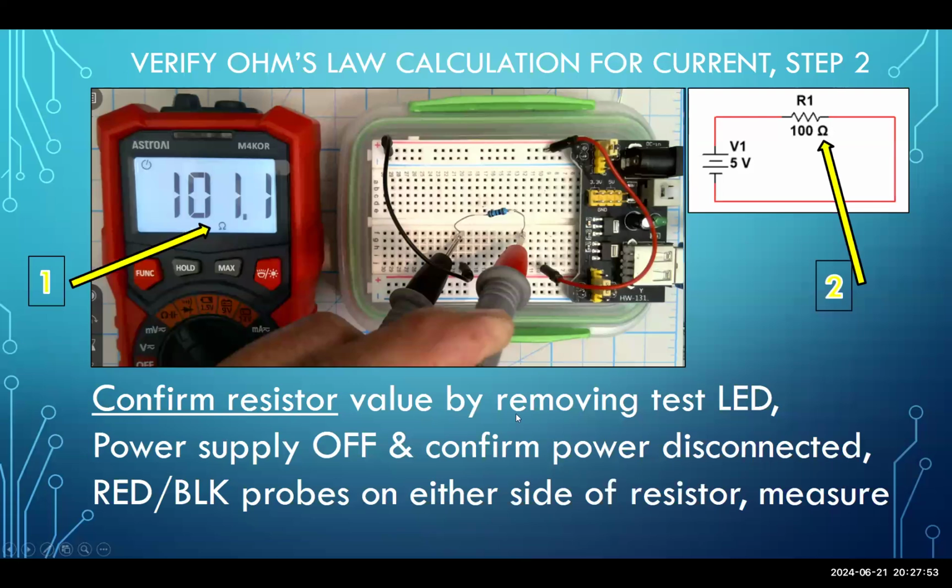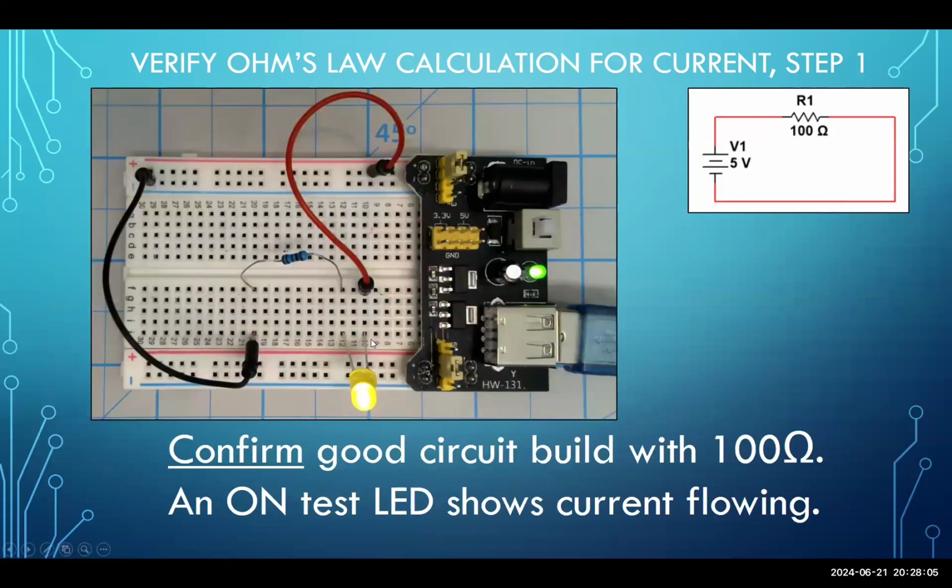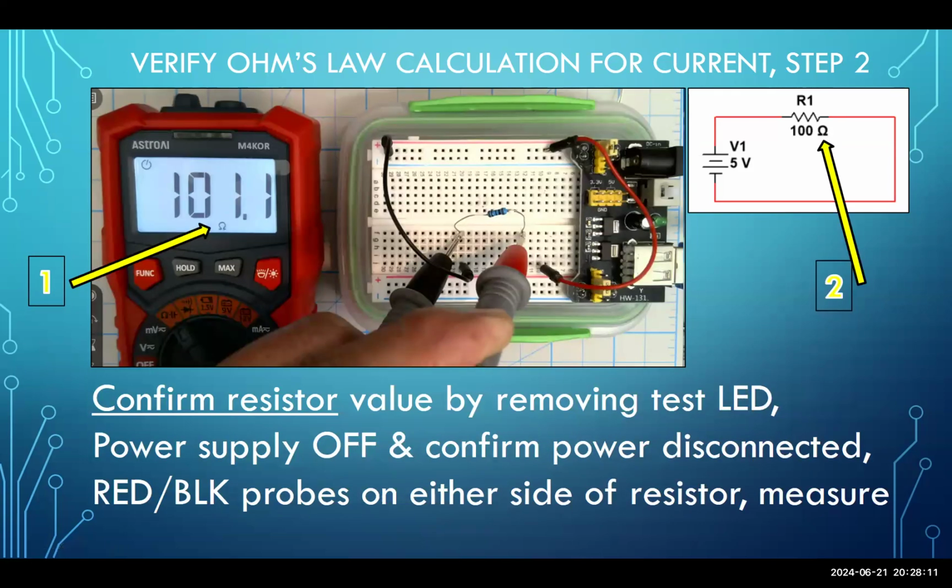You confirm the resistor value by first removing the test LED. You can see the LED is gone between row 10 and 12. It's physically removed. If you don't recall that LED being there, boom, there's the LED between 10 and 12. So I'm going to yank this guy out, and then hook up my ohmmeter leads. You can see the multimeter is set to the ohm position, the omega, and the display is in units of ohms. By touching one probe to one end of the resistor and one probe to the other end, I can measure resistance.